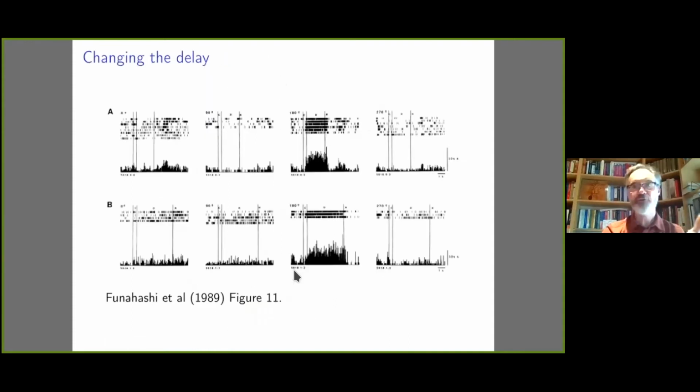If you change the delay, so these are two examples, again, the same neuron with a short delay and a long delay, you can see that this sustained activity persists as long as the delay lasts.